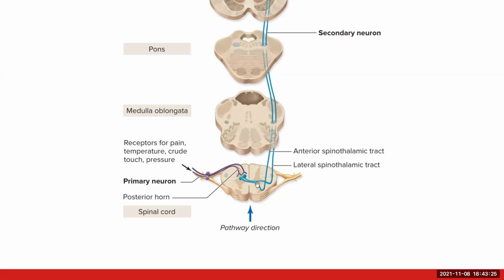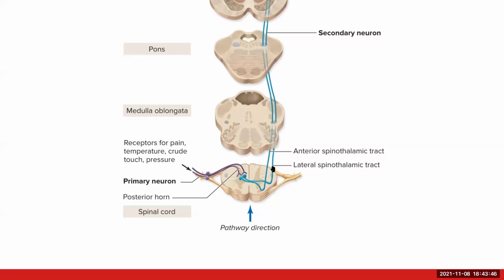It's going to cross over. And so it's either going to ascend up through the spinal cord, through our anterior spinothalamic tract, or the lateral spinothalamic tract. Look at the name, spinothalamic. It's telling you where it's coming from and where it's going to. Spinal cord to the thalamus.